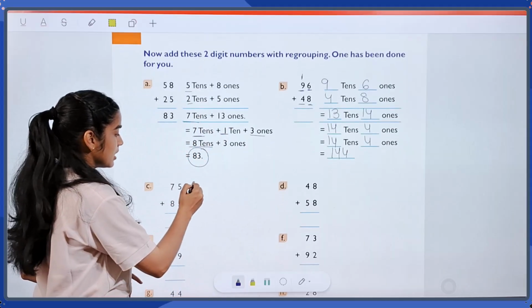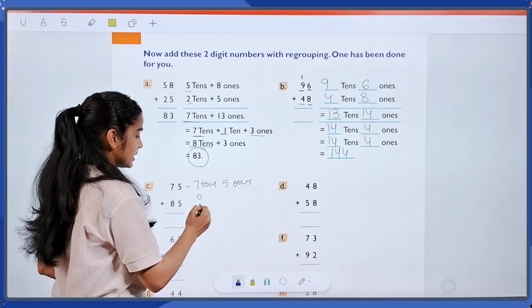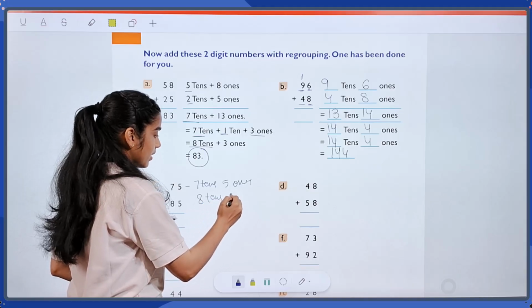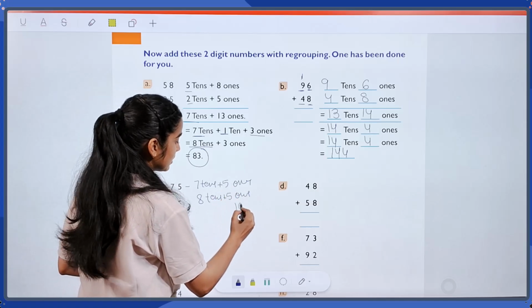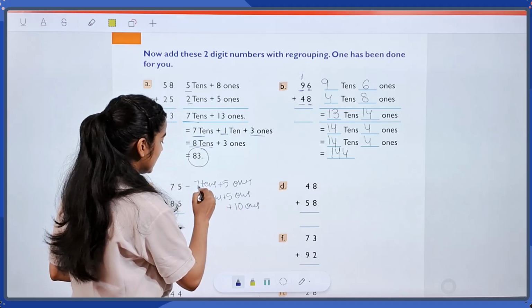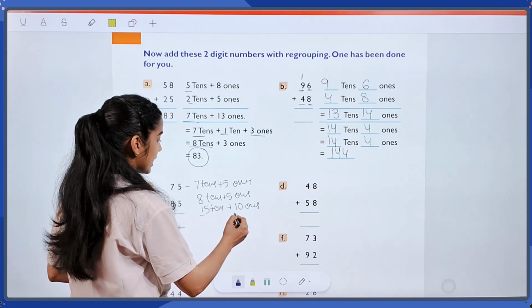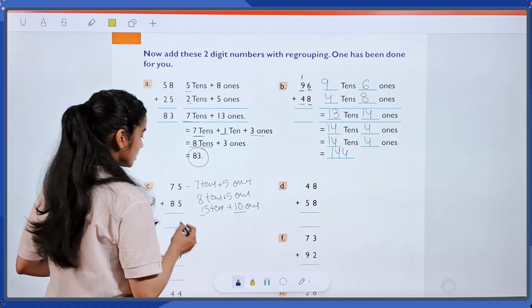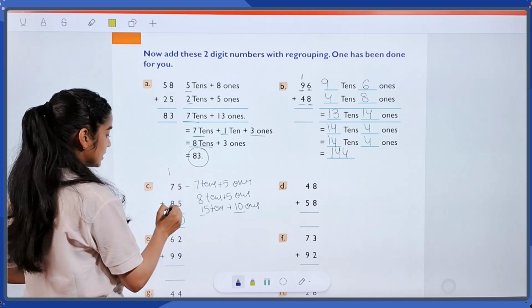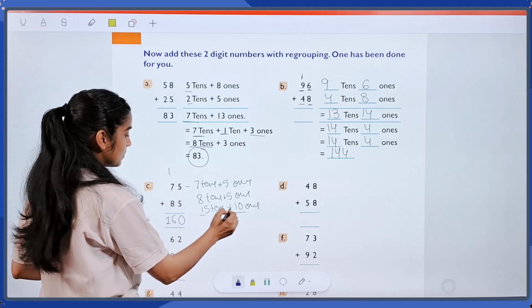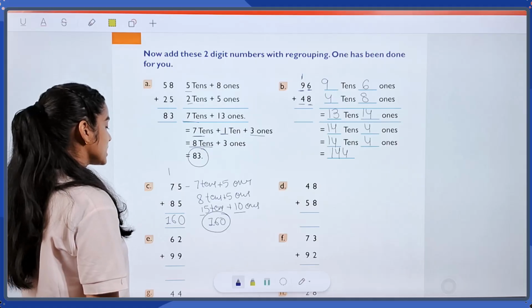Okay. Next we have to add 75 plus 85. So how can you write it? 7 tens and 5 ones, plus 8 tens and 5 ones. So 5 ones and 5 ones are 10 ones, plus 8 and 7 is 15 tens. 15 tens and 1 ten, 10 tens means 150. So 0, 1, 7 and 8 is 15 and 16, because 15 plus 1 is 16 and 0 is common. So 160 is your final answer.